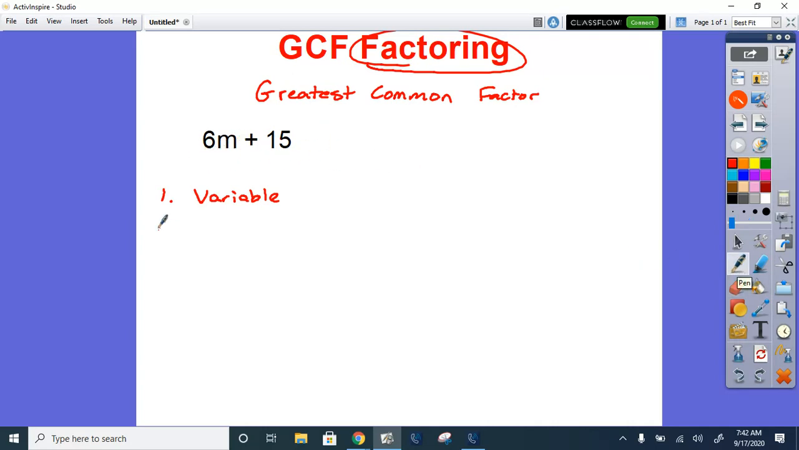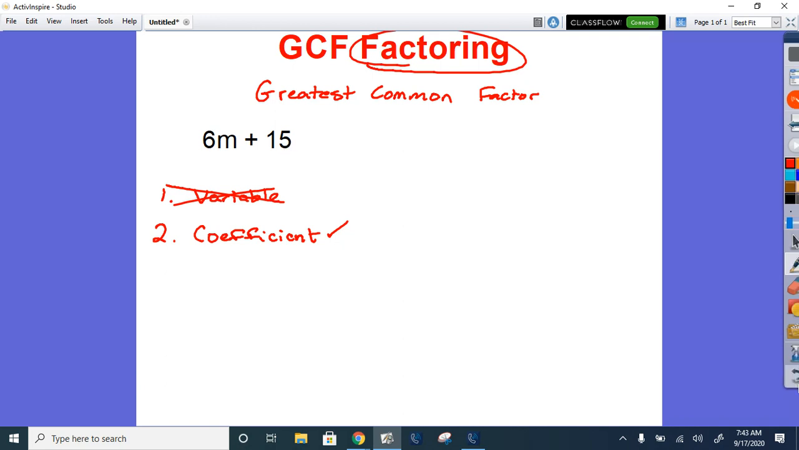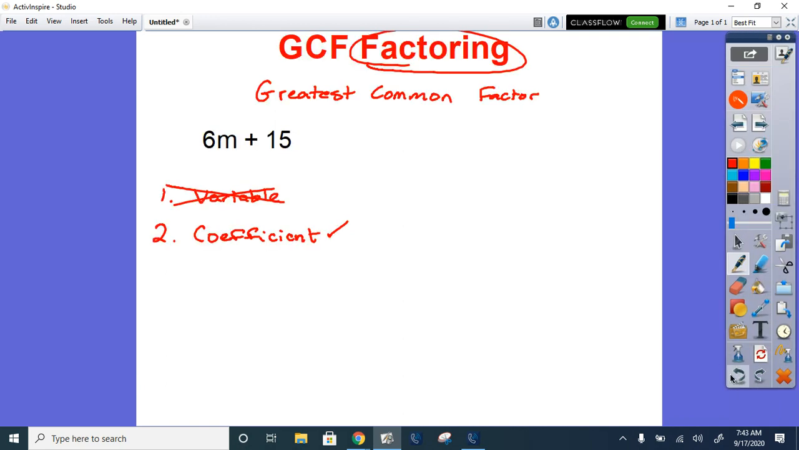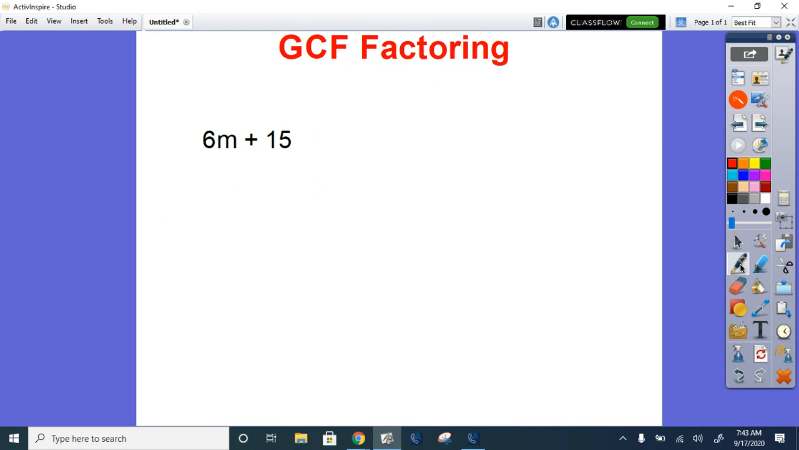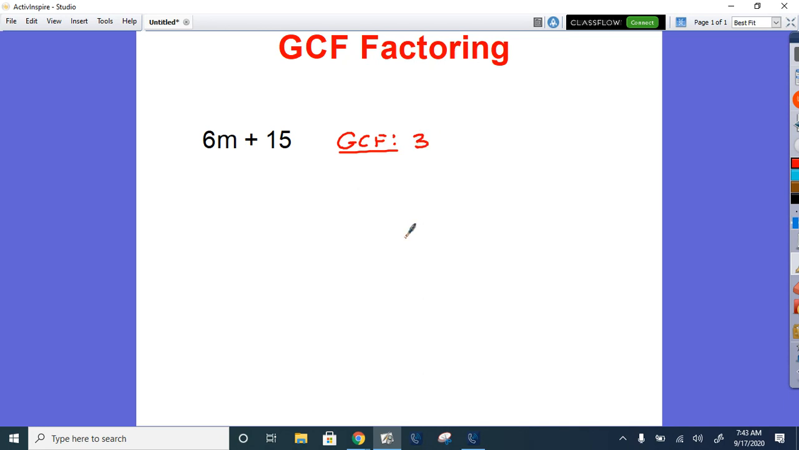So I'm then looking for my next question, which is the coefficient. And the coefficient is just the number in front of the variable. So do I have a greatest common factor between the coefficients? Okay? So I don't share a variable here, but I do share a coefficient that has a greatest common factor. Between 6 and 15, I have a greatest common factor of 3. So this is what I'm going to do from here. I'm going to divide both terms by 3.